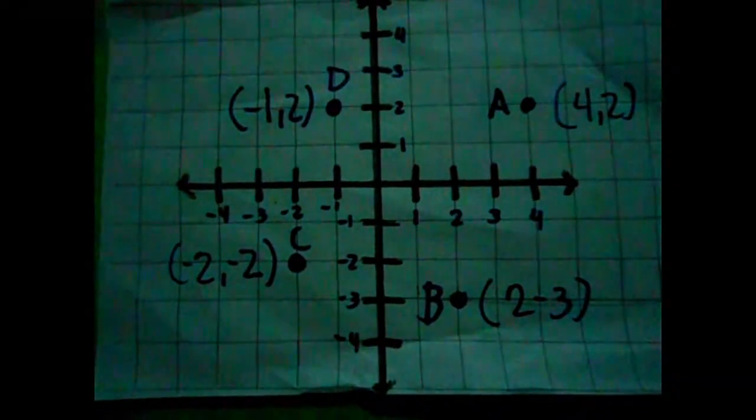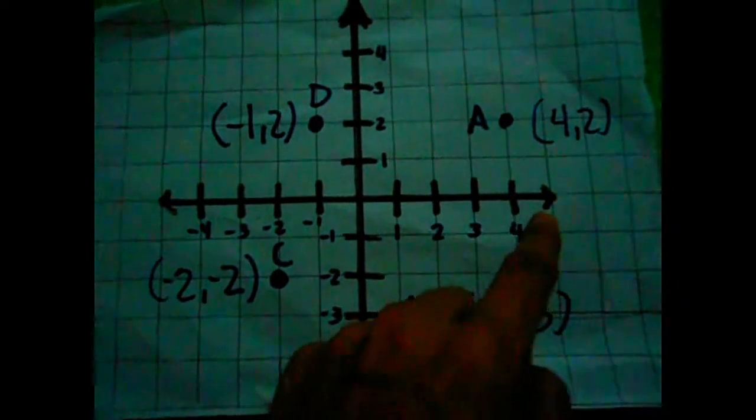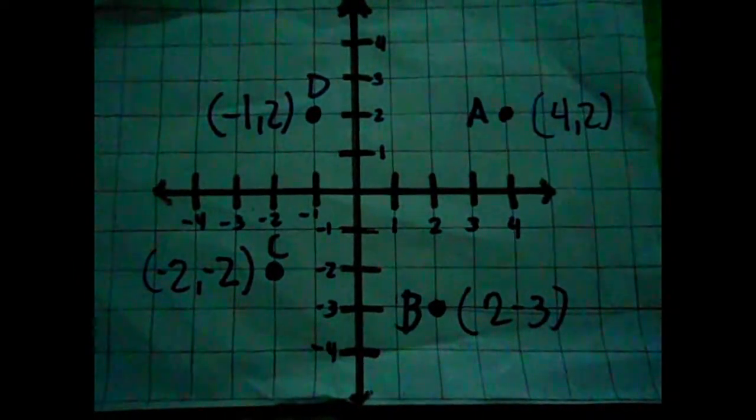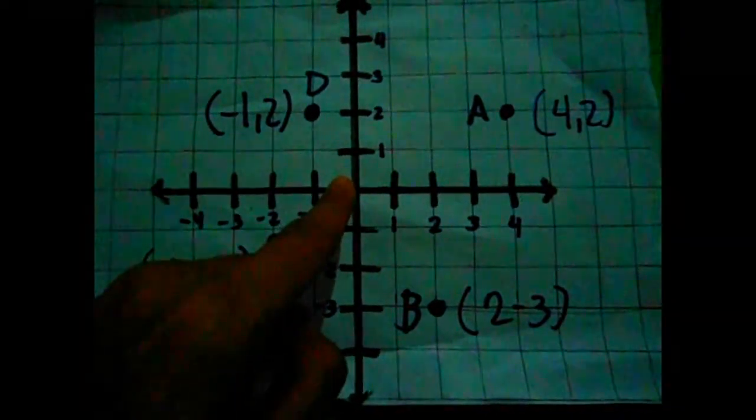Where would you look? To understand the meaning of positive 4 and positive 2, you have to know the following rules. The x-coordinate, the number for the x-axis, always comes first. The first number is always on the horizontal axis. So you start counting on the horizontal axis. For the point positive 4 and positive 2, you start at the origin, the spot where the axes cross. So this is the origin where the axes cross.